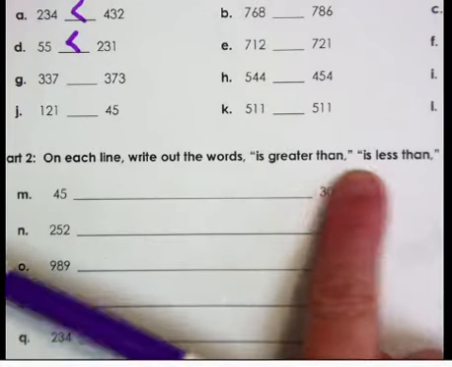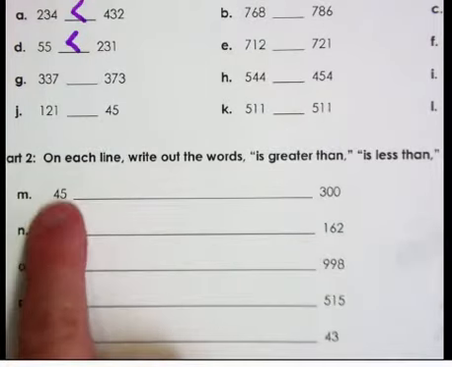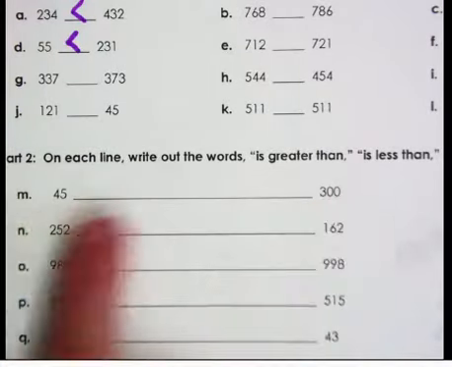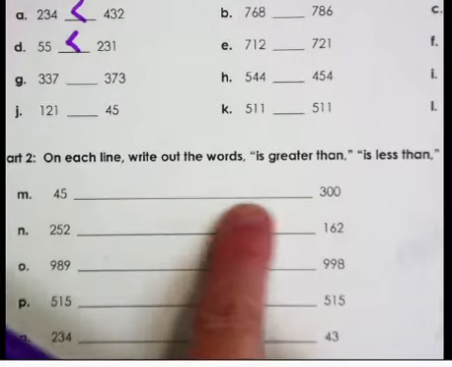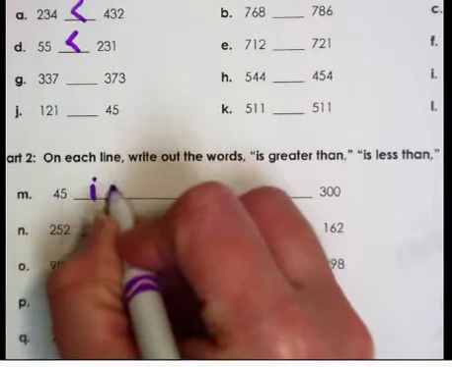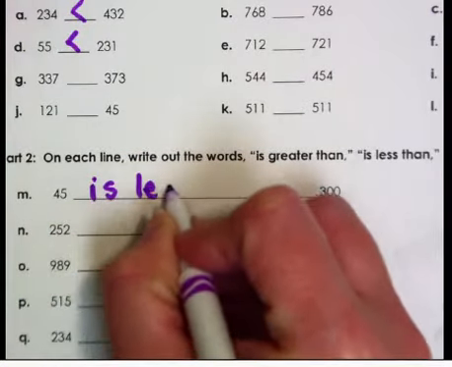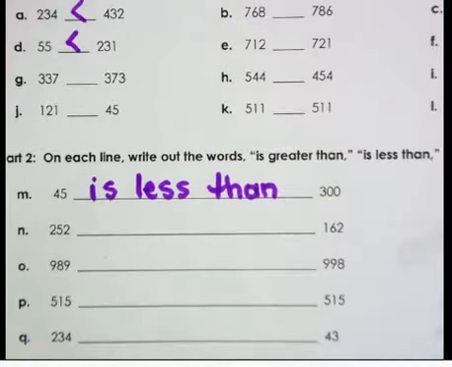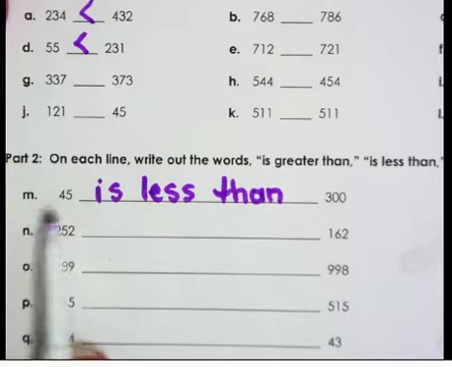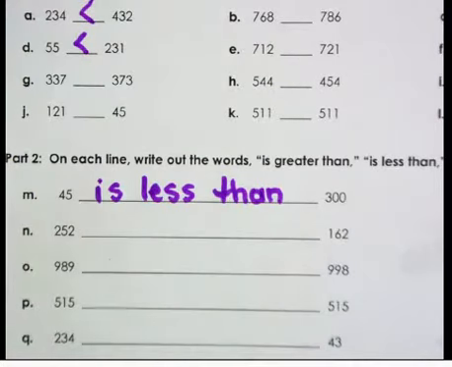So which words do we use? Is greater than or is less than? 45 is greater than 300. 45 is less than 300. It's going to say 45 is less than 300. So I'm going to write out the words is less than. Now let's read it and see if it makes sense. 45 is less than 300. Very good. Okay.